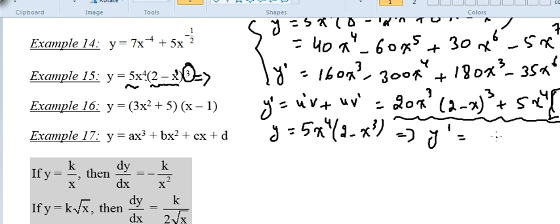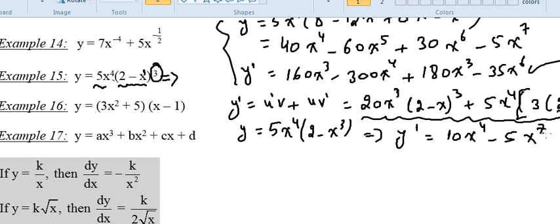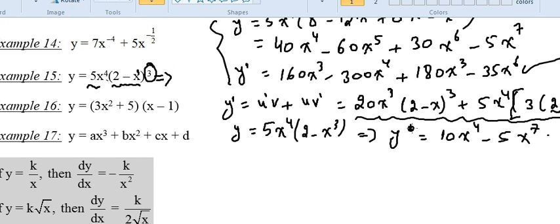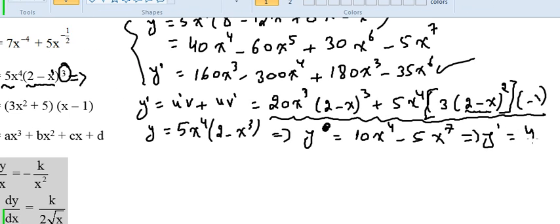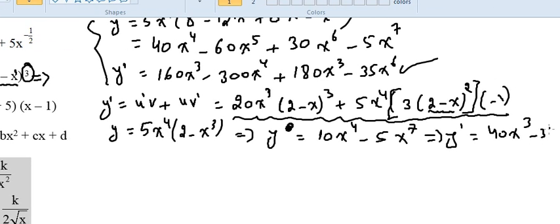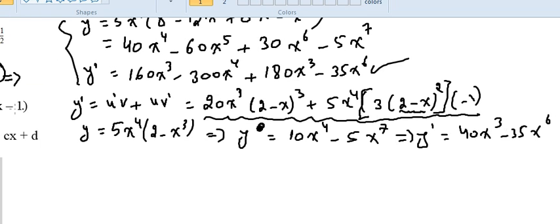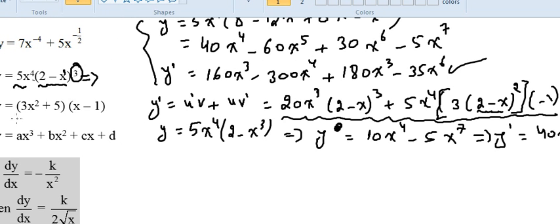Y equals, we can directly expand that, 10x to the power 4 minus 5x to the power 7, right? And now we do y prime. Y prime is 40x cubed minus 35x to the power 6. That's it. Example number 16. We expand it also, so this is number 16.